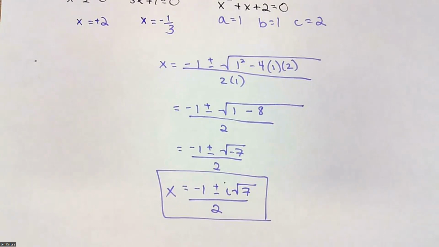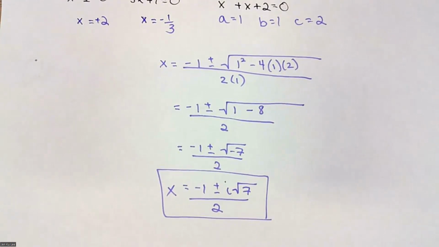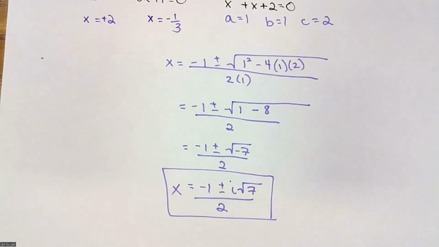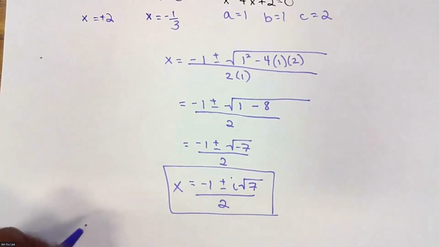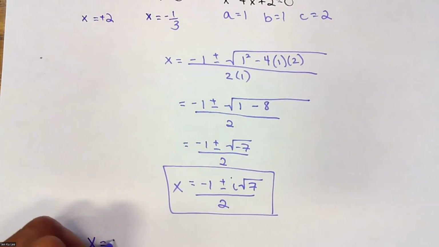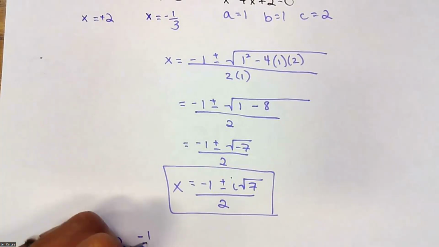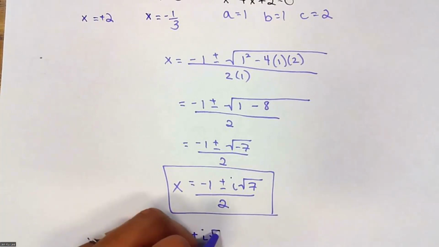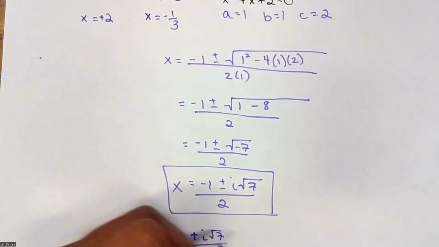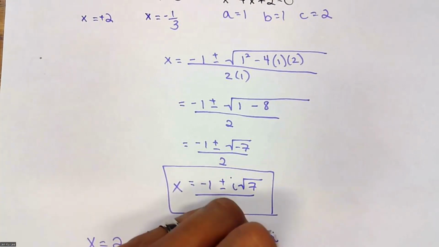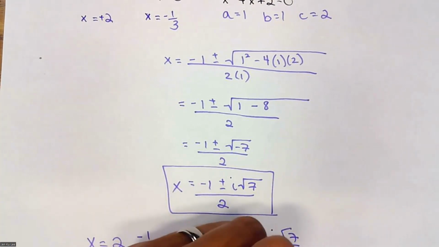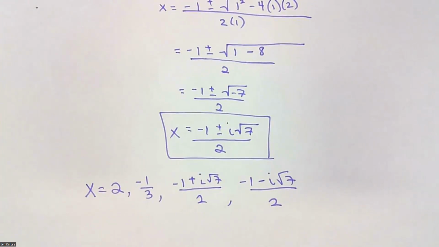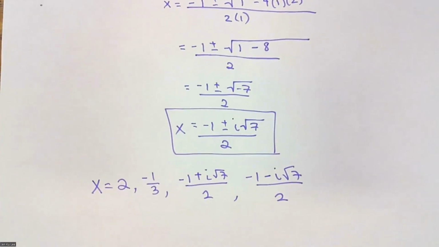Make sense? So we have 4 roots, essentially. So we have x equals positive 2, negative 1/3, negative 1 plus i square root of 7 over 2, and negative 1 minus i square root of 7 over 2. Those are my 4 roots. And remember, we needed 4 roots. So we're done.